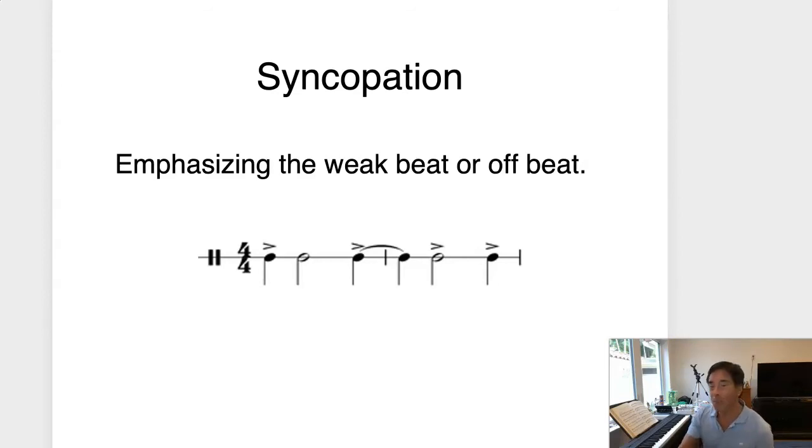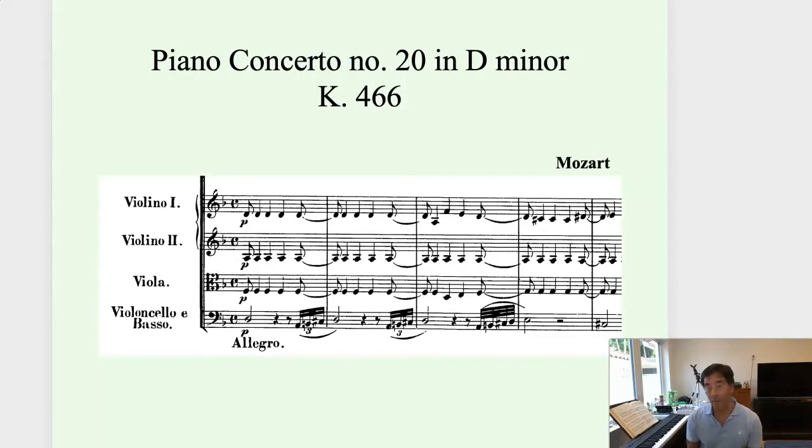Well, there's an opening of a piano concerto that uses this over and over again, and it's the Piano Concerto number 20 in D minor of Mozart. This K number here is a catalog number. Mozart wrote a lot of works, so this is number 466 in the catalog. It's not the opus number. As I mentioned before, opus numbers are the published numbers, the number the publisher gives to the work.